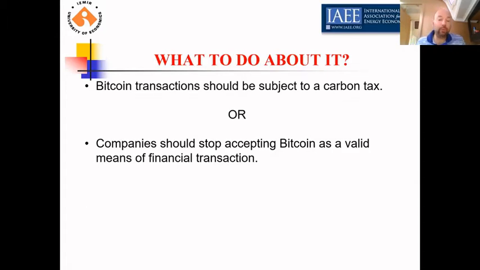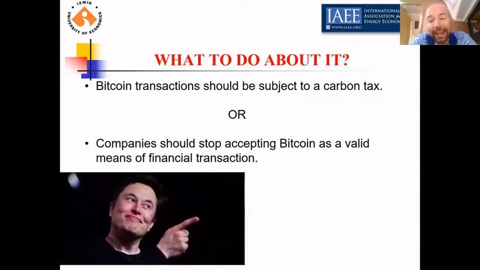So what can we do about it? Currently, the Bitcoin market, or the cryptocurrency market in general, is not a regulated market, but we believe that it should be, and Bitcoin transactions should be subject to a carbon tax. Or if there are no regulations, then companies should start taking the matter into their own hands, and they should stop accepting Bitcoin as a valid means of financial transaction, exactly what Elon Musk has done.